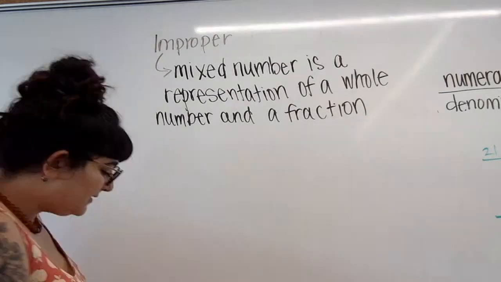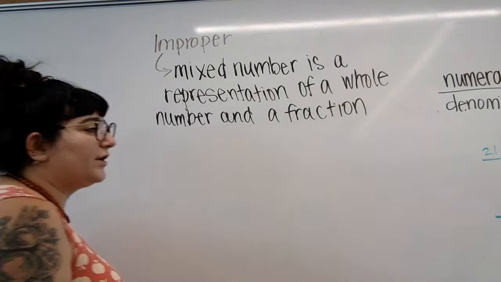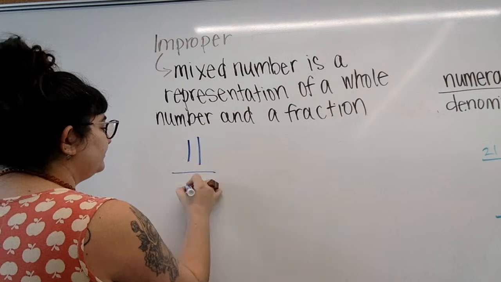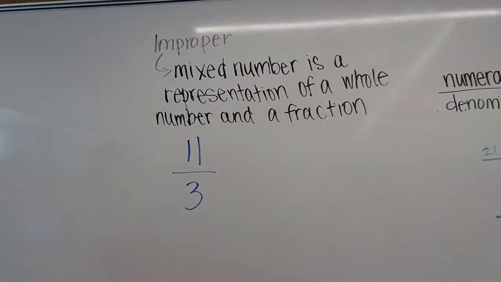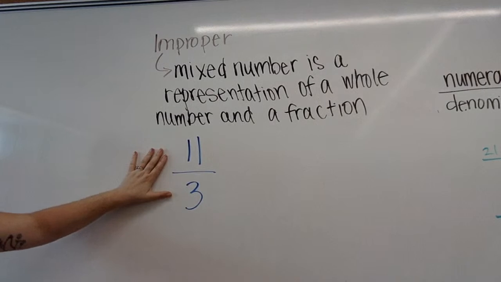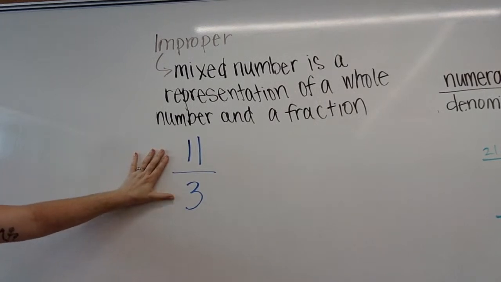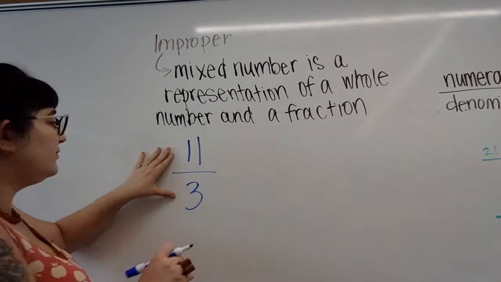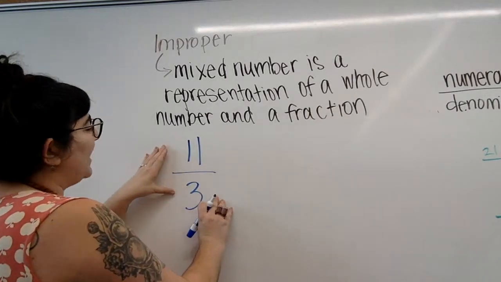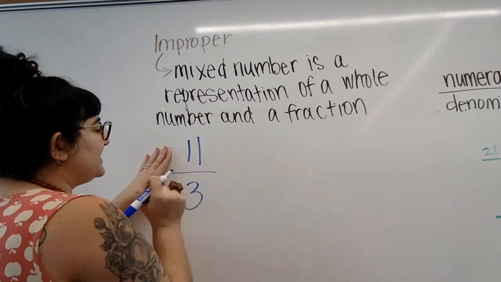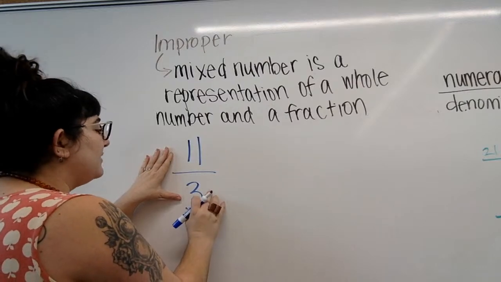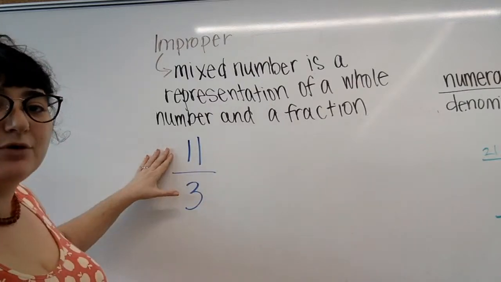So with that, let's take another improper fraction. Let's take 11 thirds. Another way of thinking about this is figuring out how many wholes there are. This is telling me that I have 11 pieces and I need to see how many groups of 3 I can make.